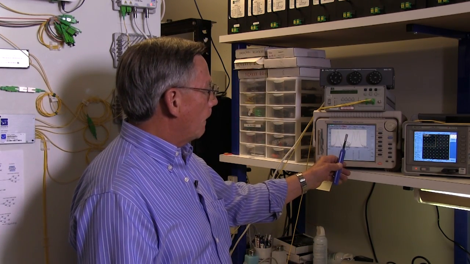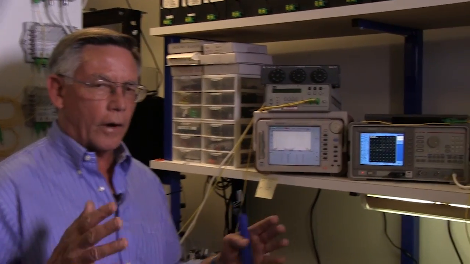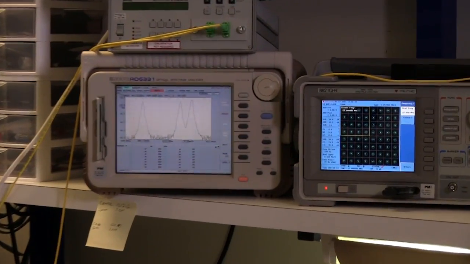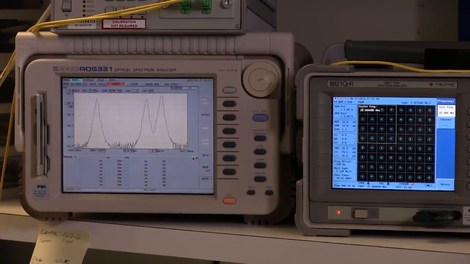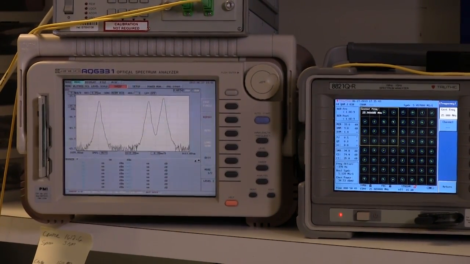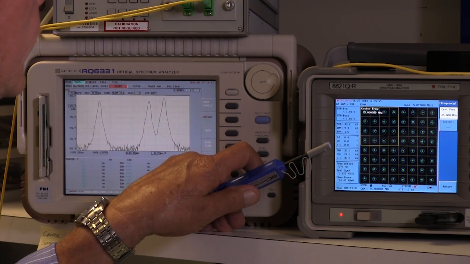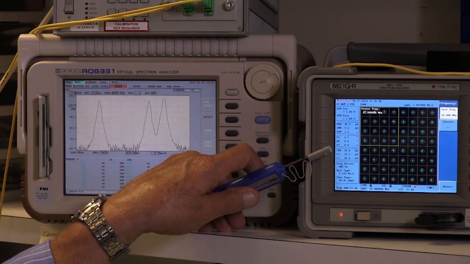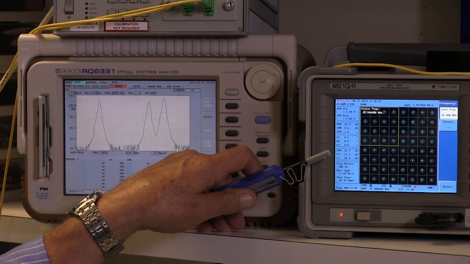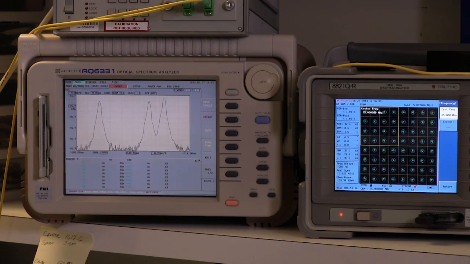The peaks are close enough now to where the optical spectrum analyzer can't differentiate between them. Not at these settings. Our MER is starting to fade now. We're at 33.2, 32.9, 32.4. You can see the dots start widening. Our carrier to noise is starting to become affected.